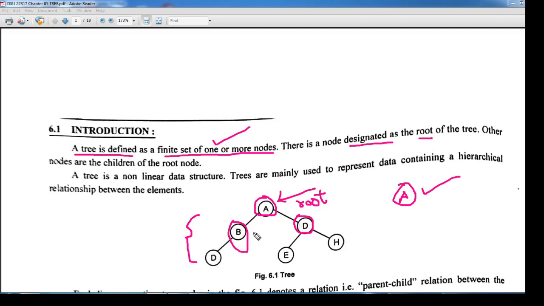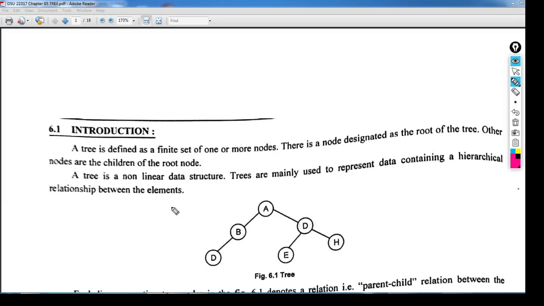I will repeat once again. A tree is defined as a finite set of one or more nodes. There is a node designated as the root of the tree and other nodes are the children of the root. A tree is a non-linear data structure which we have already discussed. Trees are mainly used to represent data containing a hierarchical relationship between elements. This we have already discussed.